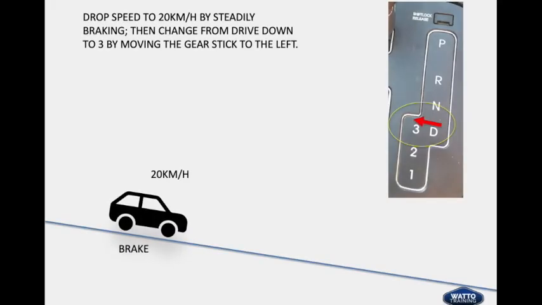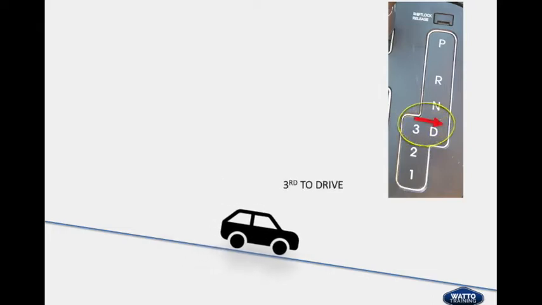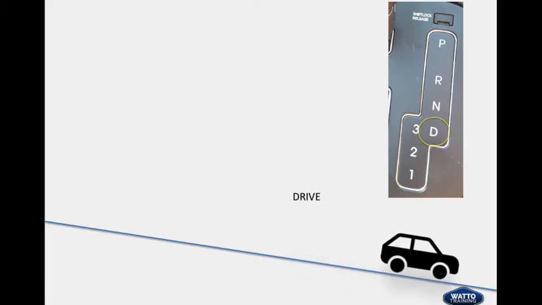Okay, this is the maneuver step by step. First of all, drop your speed to approximately 20 km per hour by steadily braking, then change from drive down to 3 by moving the gear stick to the left. At that point, you'll be in third gear. Then, after driving for a little bit, we'll move from third gear back to drive, and then continue to drive along down the road.